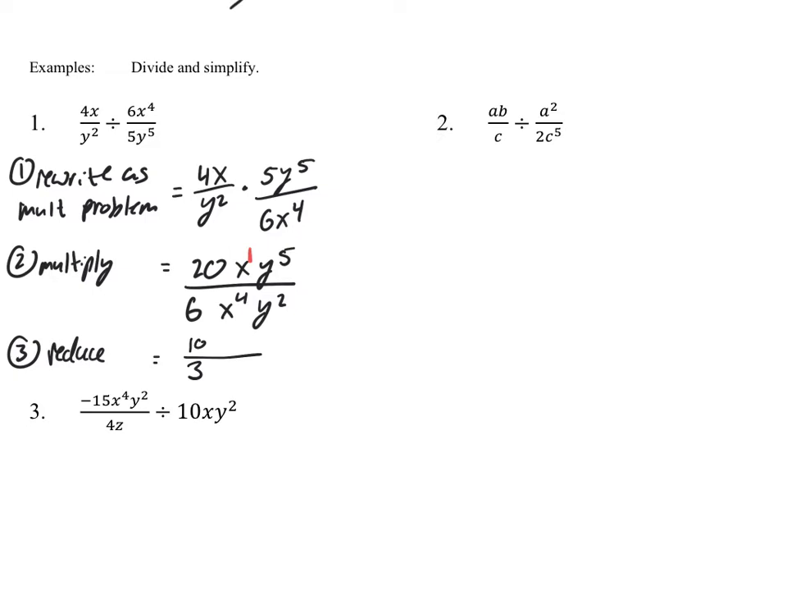X to the 1st over x to the 4th. We always take the larger exponent minus the smaller exponent, and your result ends up where the larger exponent was. So 4 is our larger exponent. It's in the denominator. So we're going to have x to the 4 minus 1 in the denominator, which is x to the 3rd. Same deal with the y's. 5 is the larger of the exponents. 5 minus 2 is 3. So we're going to have y to the 3rd in the numerator where that larger exponent was.